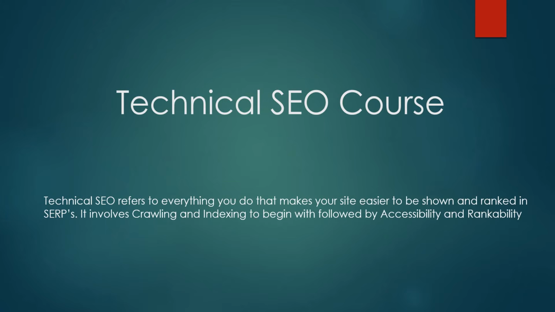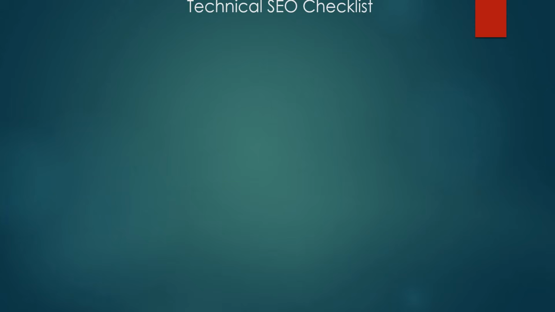So just to reiterate, technical SEO refers to everything that you do, all the technical aspects that make your site easier to be shown and ranked in search engine result pages. So it involves crawling and indexing to begin with, followed by accessibility and rankability on search engine result pages. Alright, so let's take a look at the different factors in the technical SEO checklist.